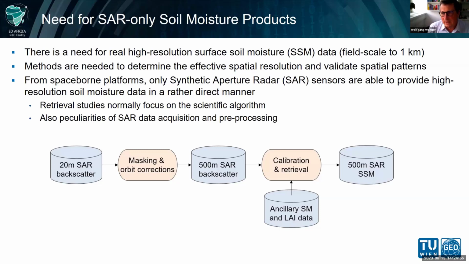The typical procedure to go from high resolution SAR data would be that you first aggregate the data to a coarser spatial scale, where you can do a lot of pre-processing going from the high resolution to a coarser resolution. And once you have this kind of tailored backscatter product, you apply a model and do the retrieval to go to a coarser resolution surface soil moisture product. Along with the SAR data, you can of course also use auxiliary information, like for example, leaf area index data to guide and help the retrieval process.